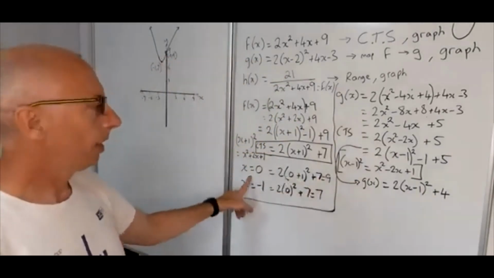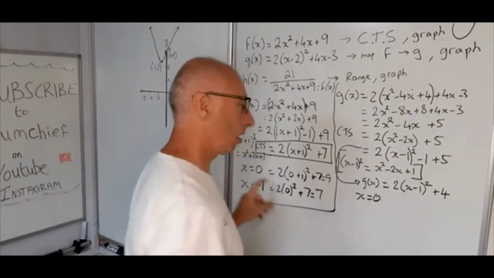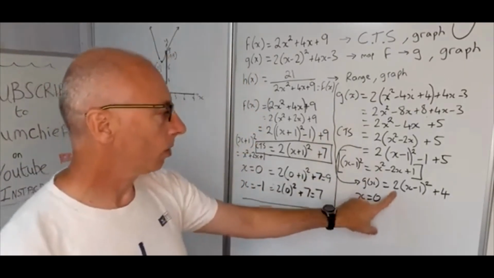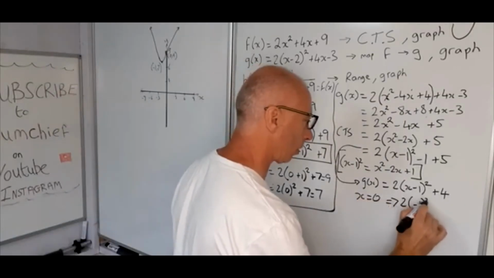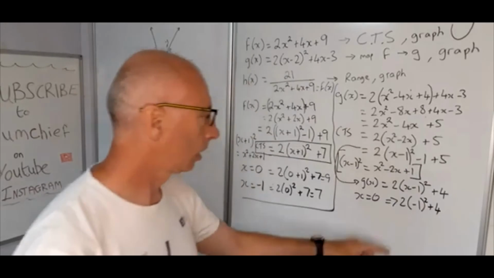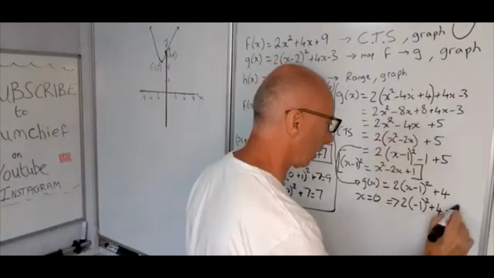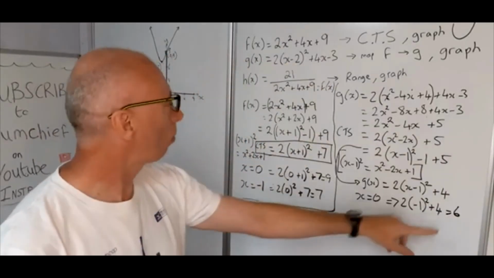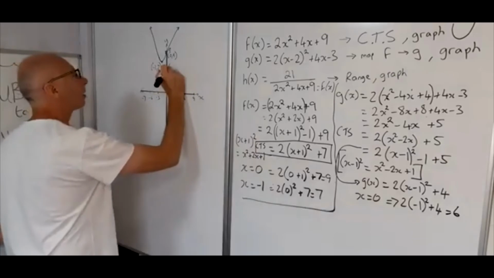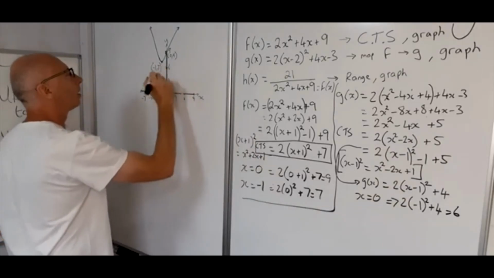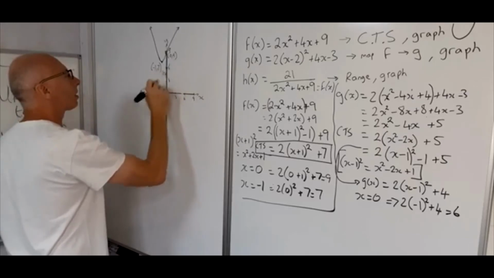So again, what happens when x equals 0? So if x equals 0, we've got 2 times minus 1 squared plus 4. Minus 1 squared is 1, plus 4, that's 6. So when x is 0, y is 6. So we've got an intercept here, and we'll just write on there (0, 6).